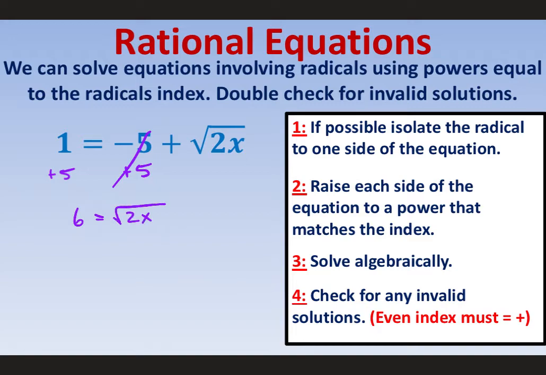All right, and so to get rid of the square root, I'm going to square both sides. A square will undo a square root, so we'll square both sides. I wrote that on the wrong side of the 6, but that's okay. So the square root of 2x squared is just 2x, and 6 squared is 36.